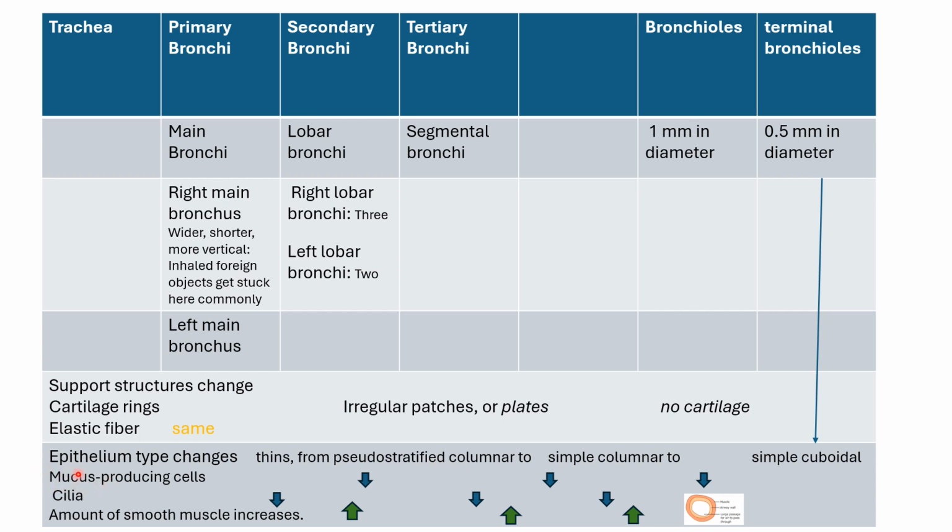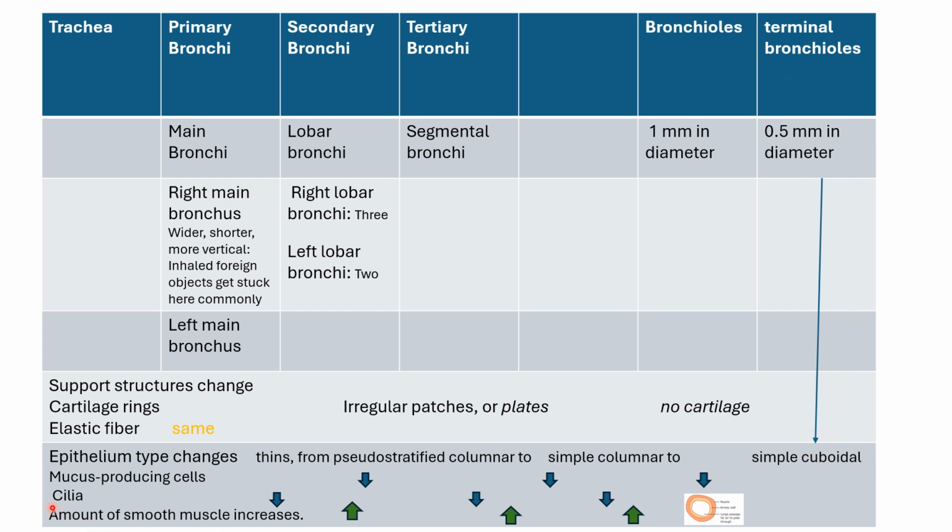Then what happens to the epithelium? We know in the trachea we have pseudostratified columnar ciliated epithelium. This epithelium, as we move down the line, thins. It thins out to simple columnar epithelium, and then to simple cuboidal epithelium in the terminal bronchioles.